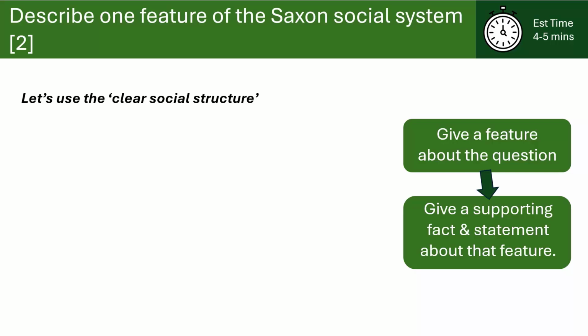Okay, so I've chosen for my exemplar to use the one on clear social structure. I think that's quite a nice, easy one, because we can just say that there's a structure and then we can just say what that structure is and we get our 2 marks. So here's what I did.